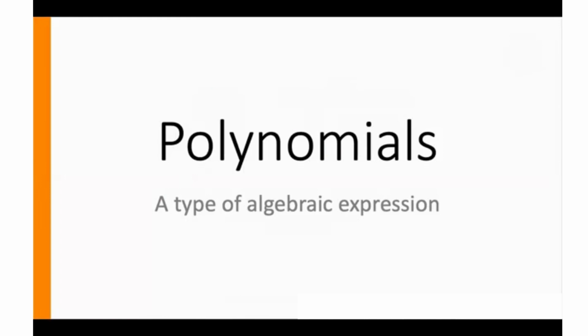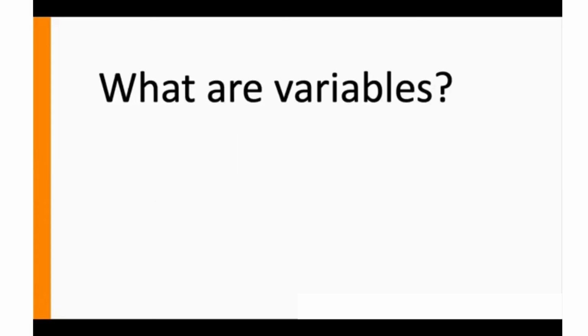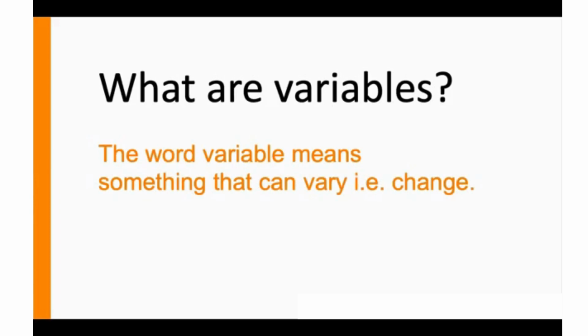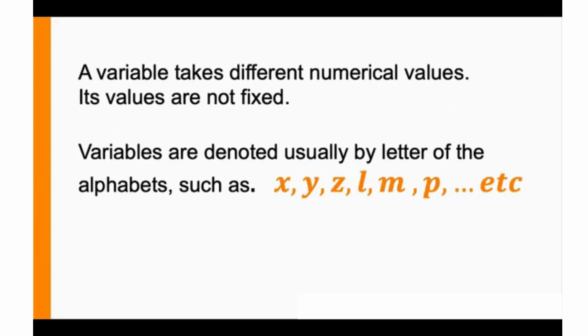The name of the chapter is polynomials, and it is a type of algebraic expressions. But let us just recall what algebraic expressions are. First, let us see what variables are. The word variable means something that can vary or something that keeps changing. In mathematics, a variable takes different numerical values and its values are not fixed. It is denoted by small letters and the examples are given here.